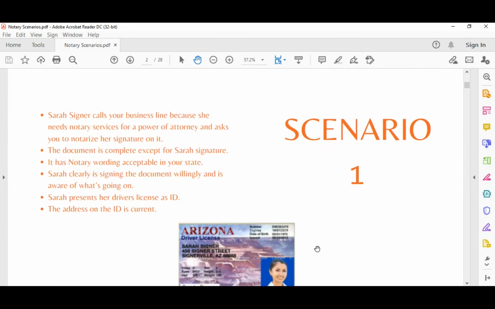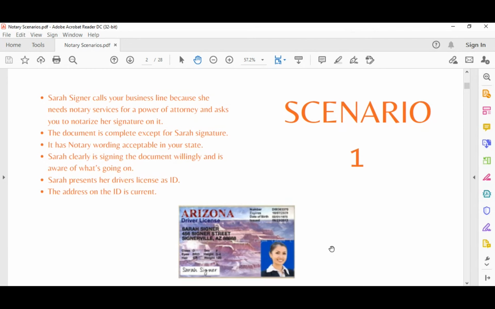So here's scenario one. Okay, we have Sarah Signer here. Sarah Signer calls your business line because she needs notary services for a power of attorney, and she asks you to notarize her signature on it. The document is complete, except Sarah's signature is not there. It has notary wording, which is acceptable in your state. Sarah is willing and aware of what's going on. She presents her driver's license as identification for evidence of her identity, and the address on her ID is current.